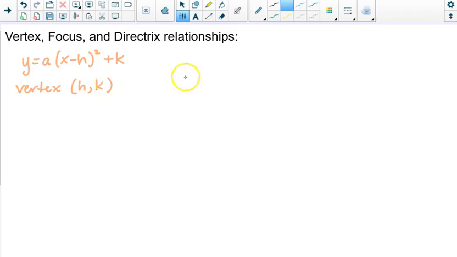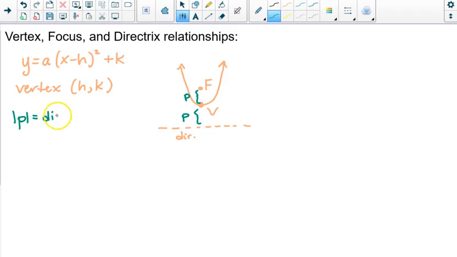And making a little sketch here. The focus we'll put right there, and the directrix we'll put right here. It's a horizontal line in this case. And we had this value that we called P. The absolute value of P was the distance from the vertex to the focus. I'll call that distance from V to F. And it's also the distance from the vertex to the directrix.